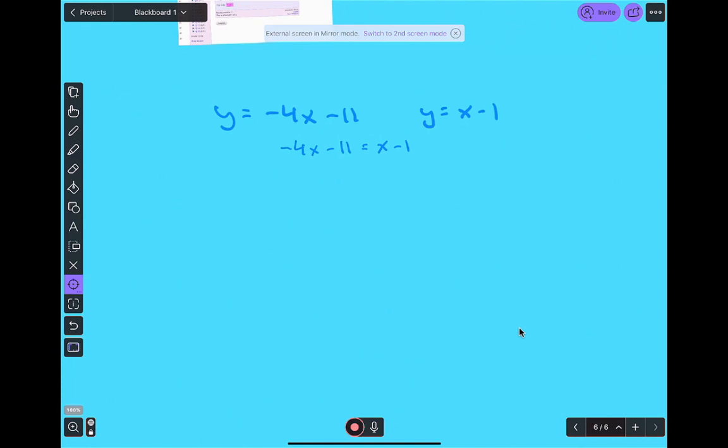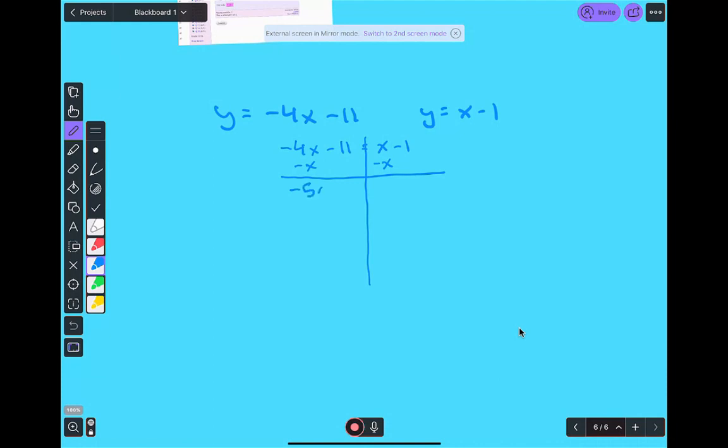Okay? Now let's go ahead and solve for x. So what I do for that is I get all my x's to one side of the equation. I'm going to do that by subtracting 1x from both sides. On the left side of the equation, I have a negative 4x, a negative x, and that's going to be negative 5x. I'm going to drop down the negative 11. On the right side, I have a zero pair of x and negative x, and I'm going to drop down the negative 1.